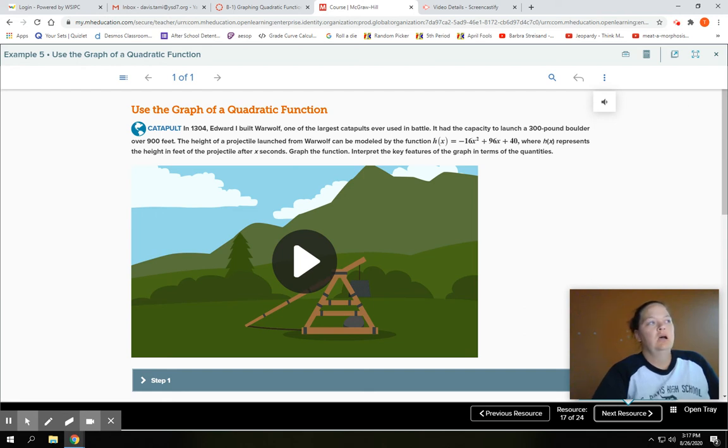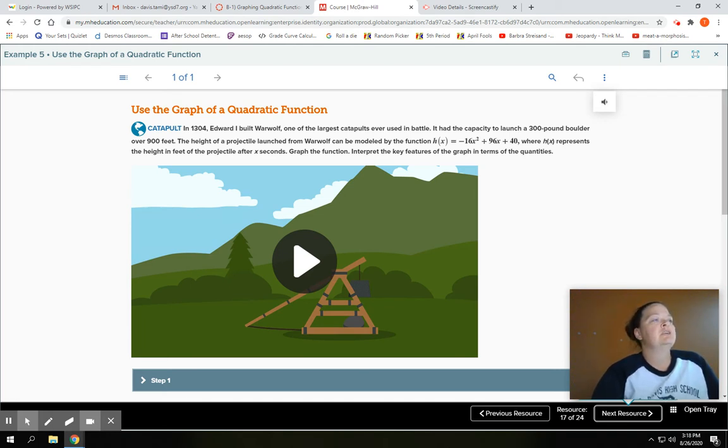Okay, we're going to look at this story problem, word problem, real world problem, whatever you want to call it. In 1304, Edward I built Warwolf, one of the largest catapults ever used in battle. It had the capacity to launch a 300-pound boulder over 900 feet.